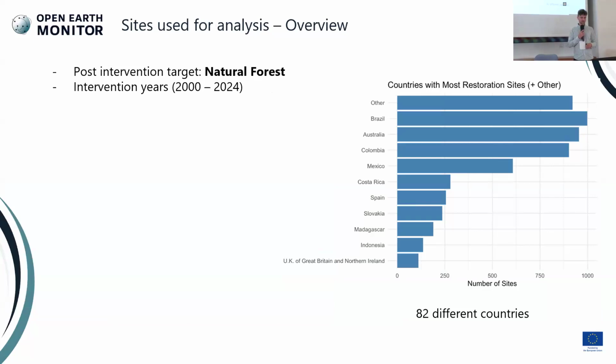Okay, now to the projects that we used for the analysis that remained after all this filtering. We specifically focus on the post-intervention target to be natural forest. So it's not supposed to be production forest or mangroves or grass or savannas and so on. It's really natural forest as a target that they declared. And we look at intervention years starting between 2000 and 2024, because this is what covers most of the products that were developed here in Open Earth Monitor.